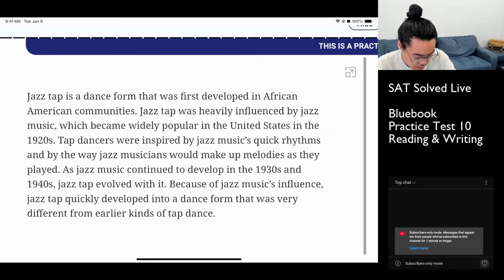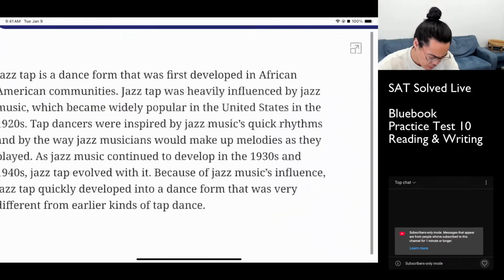Jazz tap is a dance form that was first developed in African American communities, influenced by jazz music. Tap dancers were influenced, and then the music changed and jazz tap evolved too, and it became its own sort of thing. All right, I think it's my first time seeing this.